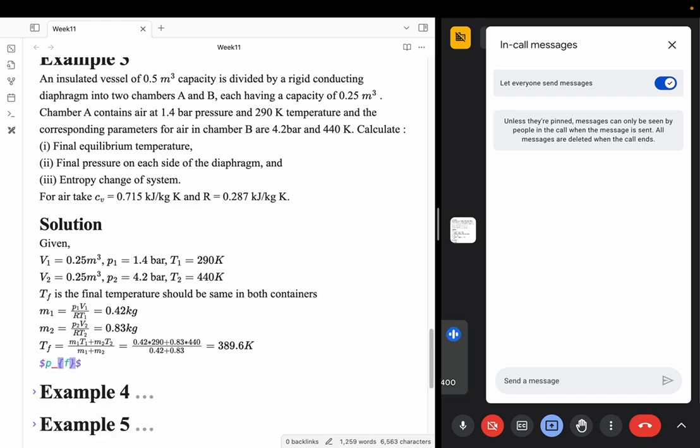Okay. So now what is the final pressure? Will it be the same in both the containers?